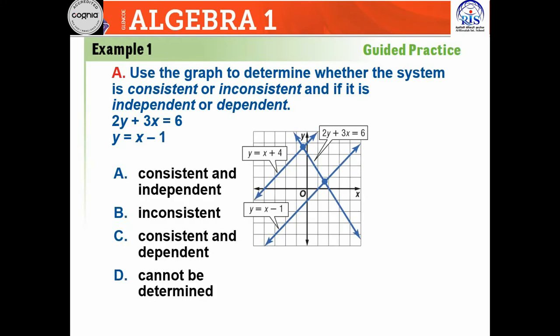Here we have three lines. Use the graph to determine whether the system is consistent or inconsistent and if it is independent or dependent. Here we have 2y plus 3x equals 6, this one, and y equals x minus 1, this one. As you see, this line and this line are intersecting in this point, which means that the system is what? Consistent and independent because we have one solution.